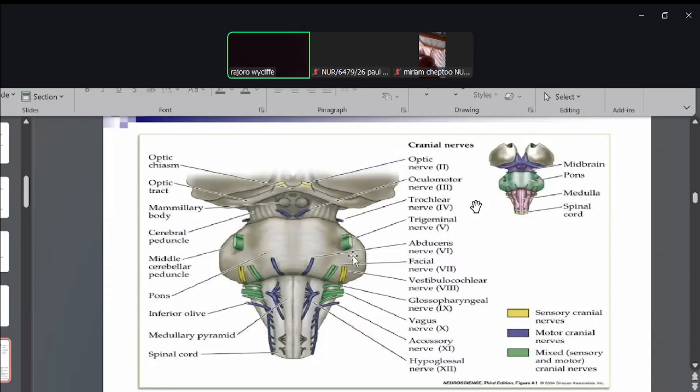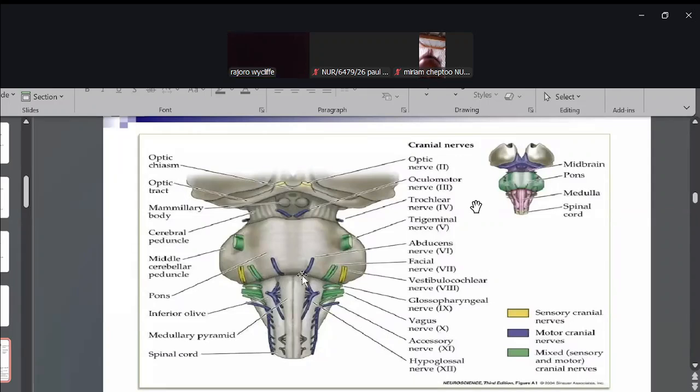Now, in the middle here, this is what we call the pons. The pons is between the medulla oblongata and the midbrain. You're also able to see the fibers within the pons. Now, the nerves arise from the inferior surface of the pons. Are you able to see where they arise from?